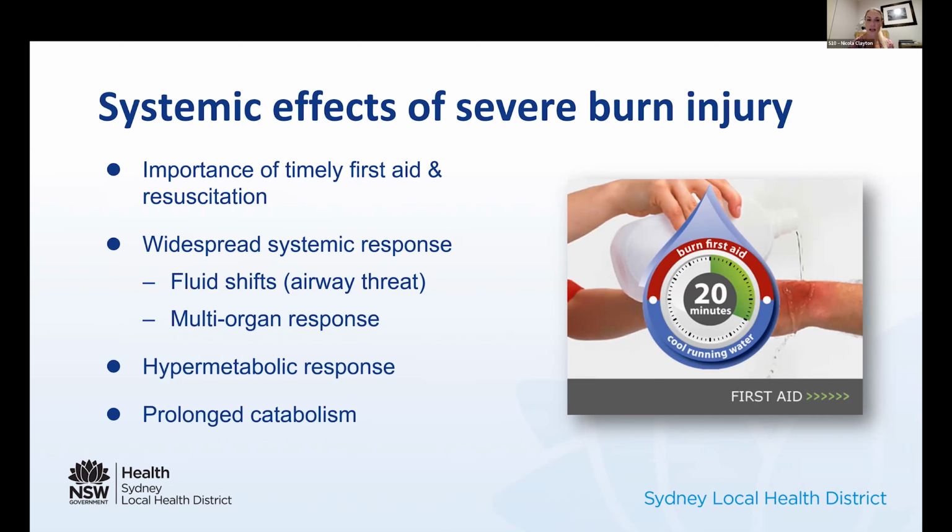They have extreme fluid shifts, and this is where the airway can be significantly compromised, even in the event of a patient not sustaining an inhalational injury. Should they sustain a burn to the head and neck region, and they might have a burn that might be circumferential around the neck, those fluid shifts can result in airway compromise. So it's really important that we do manage that in the first instance.